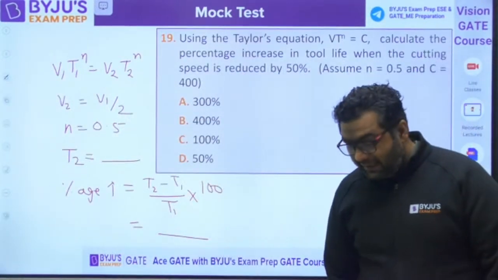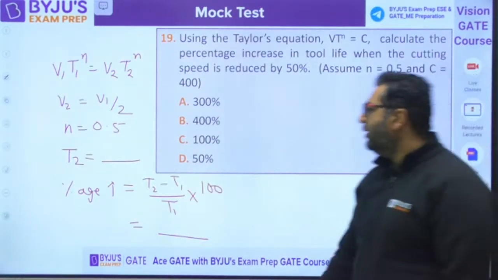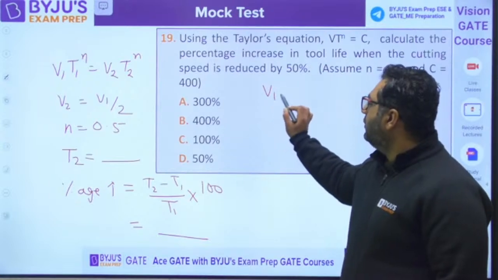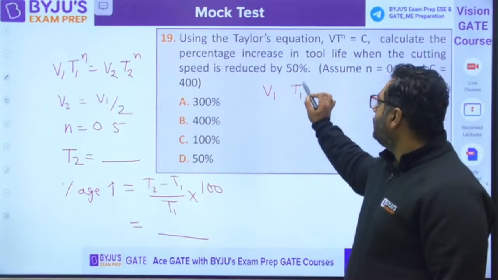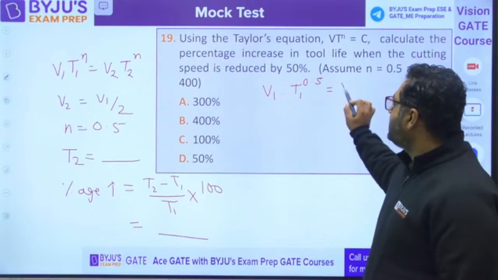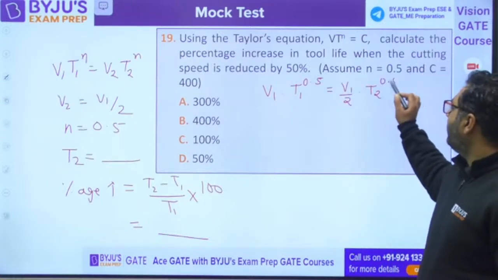Yes, everybody is getting 300%. Solve it. When you will be solving it, V1 into T1 to the power 0.5, and V2 is V1 by 2, T2 to the power 0.5.